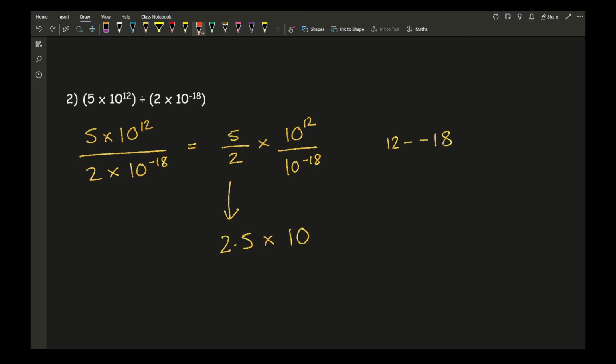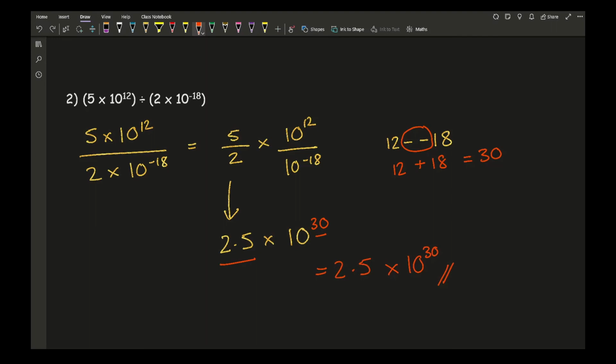Now here we've got a minus and a minus. And a minus and a minus become a plus. So that's 12 plus 18, which equals 30. So there, that power is going to be 30. And then just double check, is this a number between 1 and 10? Yes. Is this a whole number? Yes. So your final answer is 2.5 times 10 to the power of 30.